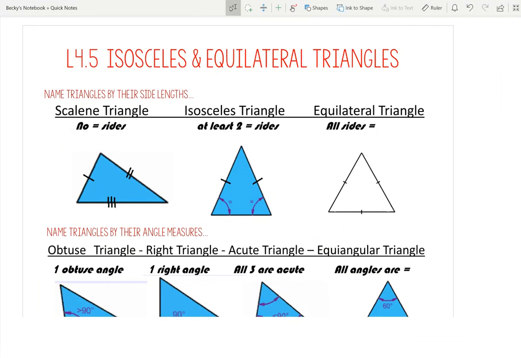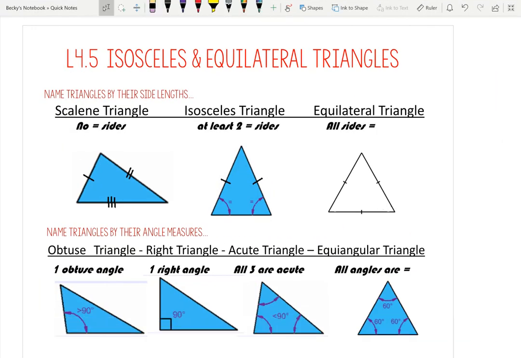Hi everyone, we're going to do two lessons today, lesson 4.5 and 4.6. Our first lesson today is about isosceles and equilateral triangles. We're going to name a triangle according to the number of equal sides that the triangle has. If there are no equal sides, we're just going to call this scalene.